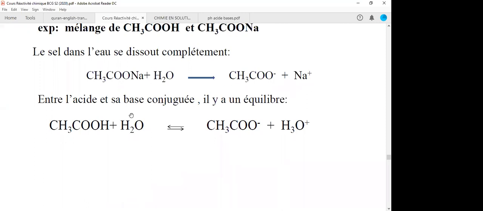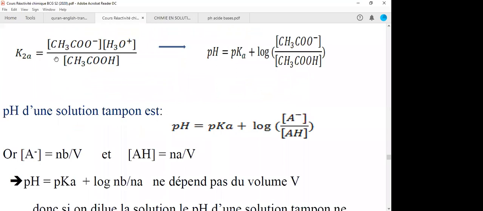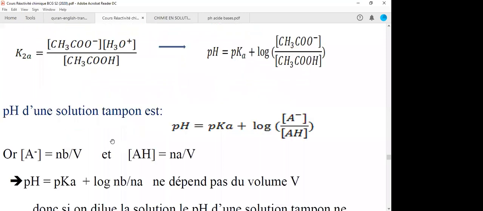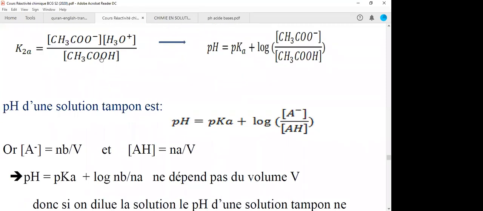So this acid now, if it's put in water, it will form an equilibrium reaction, whereby it will decompose, forming the base conjugate CH3COO minus plus H3O plus. So these two equations come from the mixture of this and this. So if you want to find the constant of acidity for this one, you say the concentration of H3O plus times the concentration of this one divided by the concentration of the acid. That's what we have here.